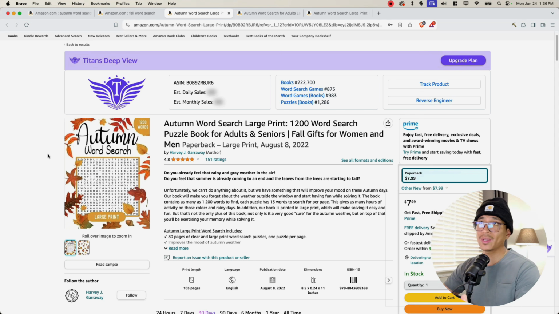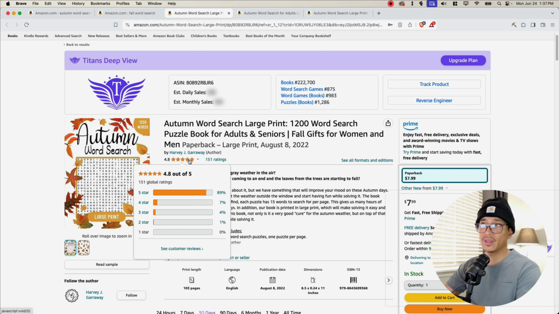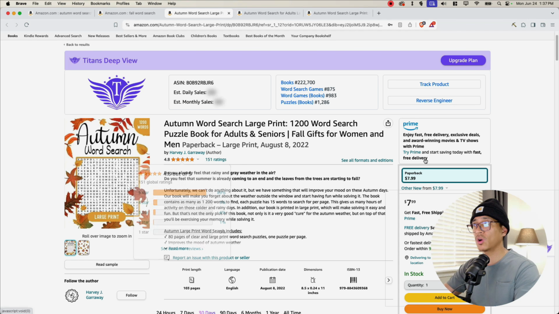So if we take a look at this book right here, it has a current rank of 222,000, which is actually really good, especially because this is an autumn word search. And so this would sell a lot better during fall and not really during summer. As we can see, it has a 4.8 out of 5 rating. It has 151 ratings overall, and it's priced at $7.99, which is actually pretty high for this type of book, but this price point still does work.